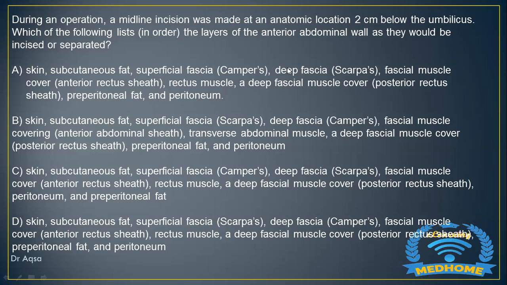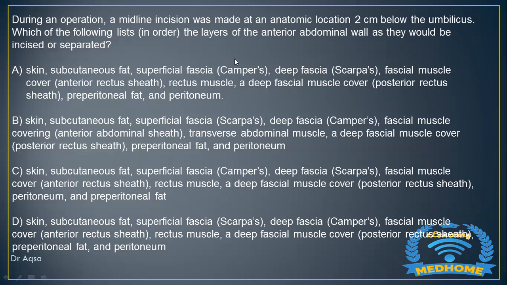I think the answer is transversalis fascia, peritoneum. So let's exclude the options first. People, let's exclude the options first. Which one is wrong? So that it's easy for you to choose between 2 or 3 options.